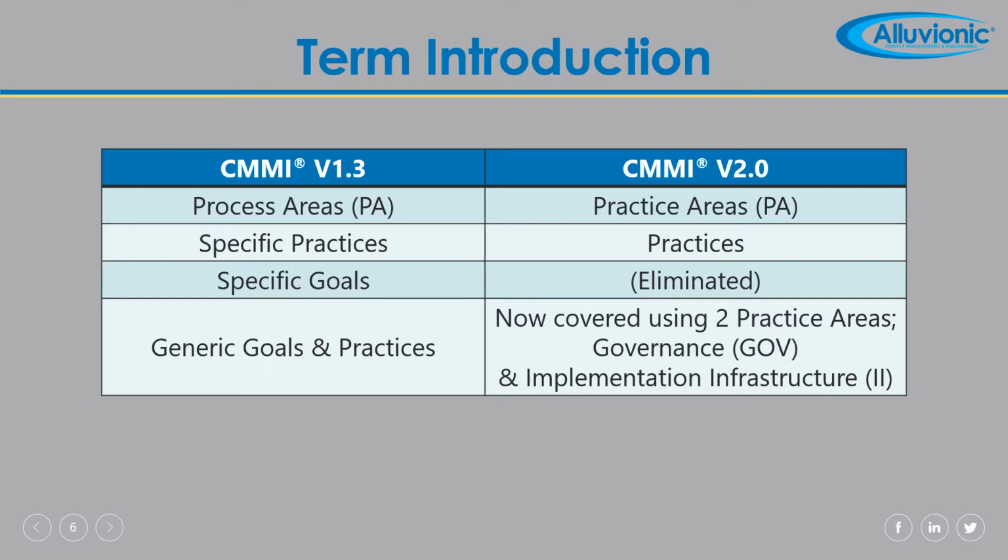And at the bottom of the table, you'll notice two new practice areas are introduced, and they replace the generic goals and practices. These are the practice areas of governance and implementation infrastructure. In the old model, there were complaints, I guess, of duplication of effort when leveraging the generic goals and practices across all process areas. So these new PAs were created to address these issues. Just a heads up, Jim and I will be using the acronym PA when referring to process or practice areas moving forward throughout the presentation. It just gets a little tiring saying practice and process areas all the time, so just know that.